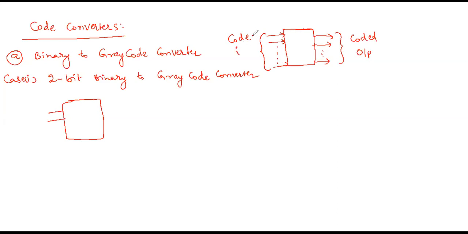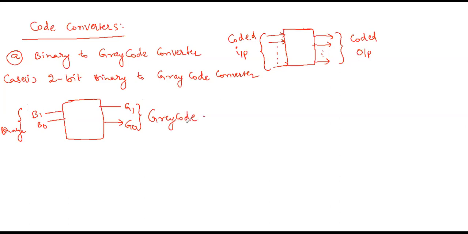If you apply a coded input, this combinational circuit will convert it into a coded output. Here we are taking a 2-bit binary number, B1 B0, and it will be converted into the gray code G1 G0. The input is the binary number, the output is gray code.